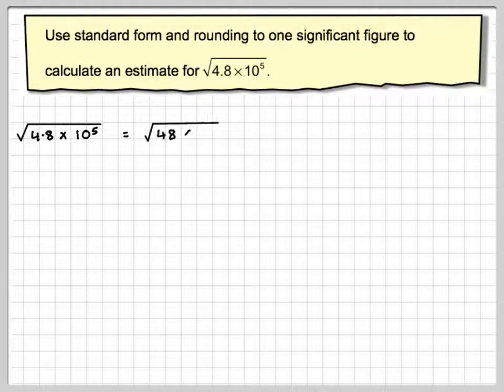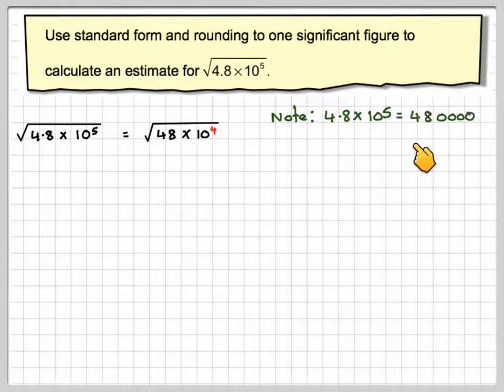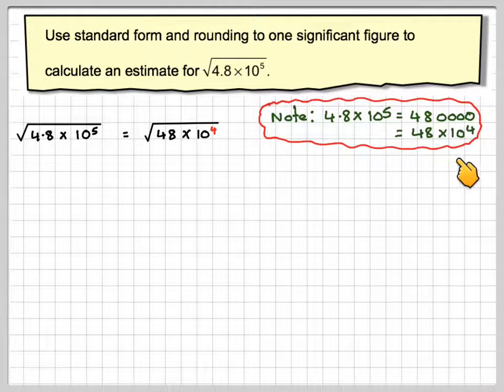So first thing to do is to change 4.8 to 48, and this now will become times 10 to the 4. Let's see why. 4.8 times 10 to the 5 is 4, 8, and then 4 zeros on. And then if you want to put that to the power of 4, then you need to move 1, 2, 3, 4 that way. So that becomes 48 times 10 to the 4.